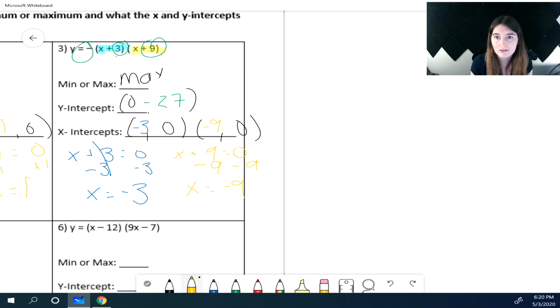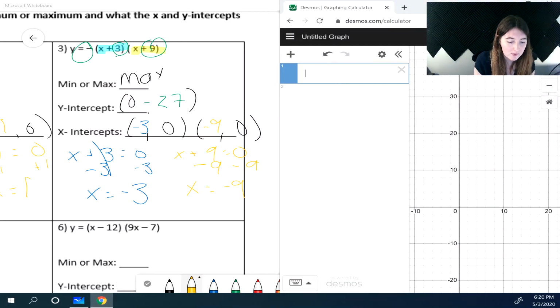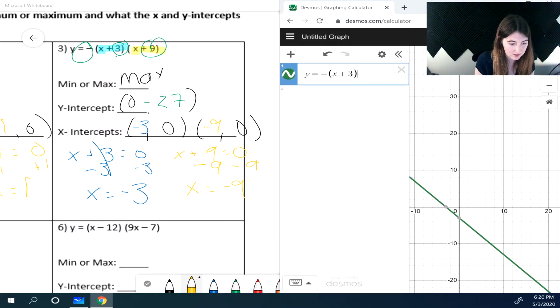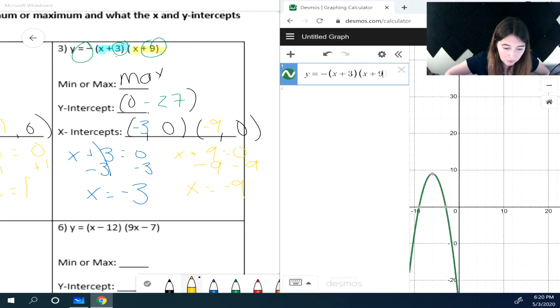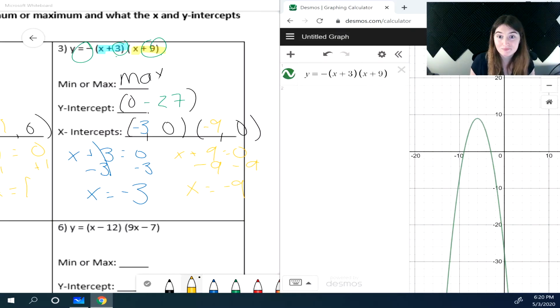How do you think we did? Think we're okay? Let's double check with Desmos. Desmos knows all the answers. Almost all. Not quite. y equals negative parenthesis x plus 3 parenthesis x plus 9 parenthesis. Okay, here is my parabola.